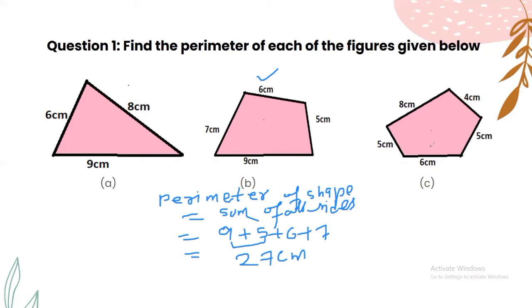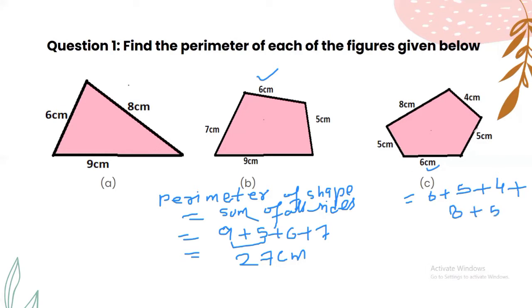Now next one is the fourth one. What is the formula you can again use? Perimeter of the shapes is what? Sum of all sides. So now you need to add them. So this is 6 plus 5 plus 4 plus 8 and plus 5. You can check it.